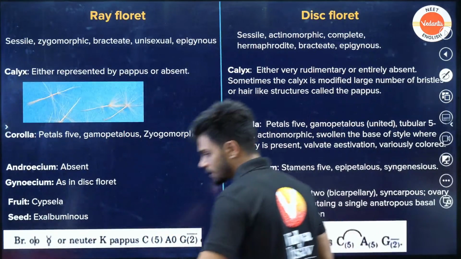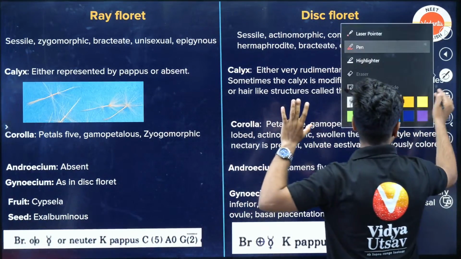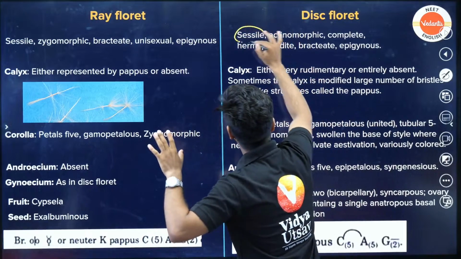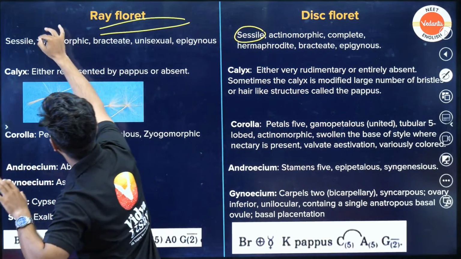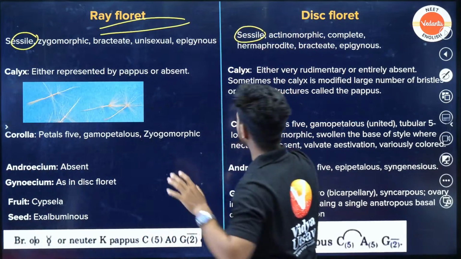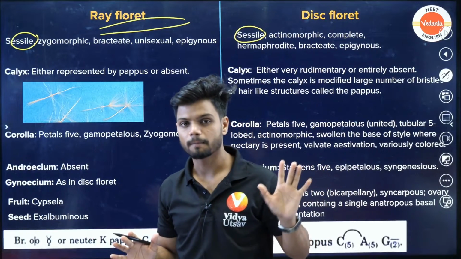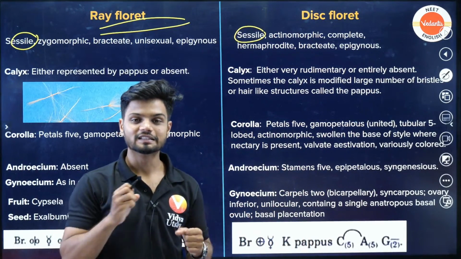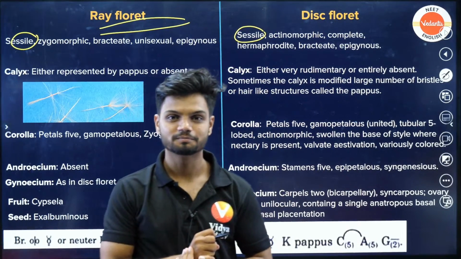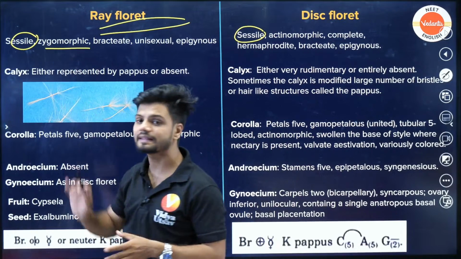See here. The first similarity I'll tell you is that both are going to be sessile. The ray florets as well as your disc florets are sessile in condition. But. What is the but here? The symmetry is the but. Because your ray florets are zygomorphic in nature.